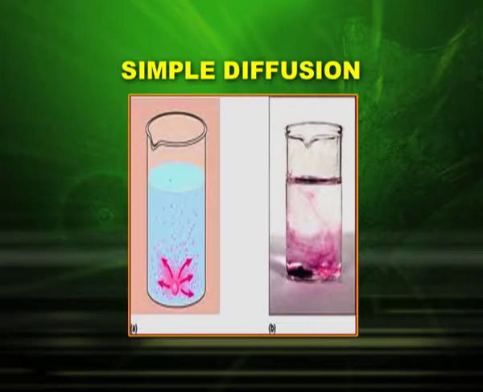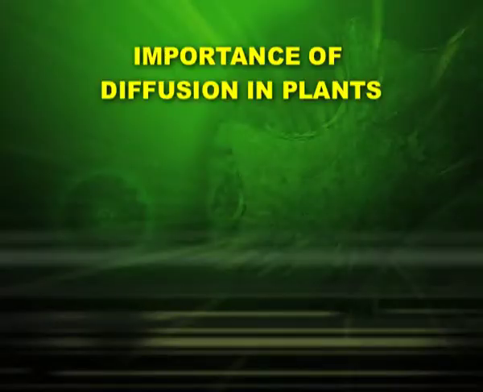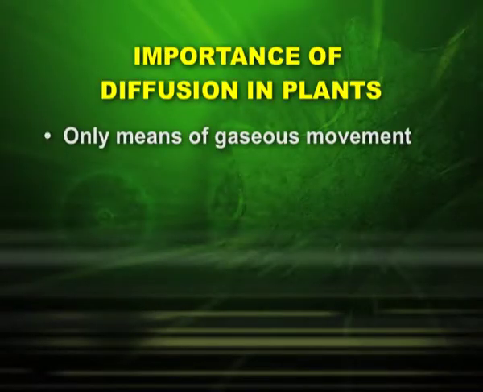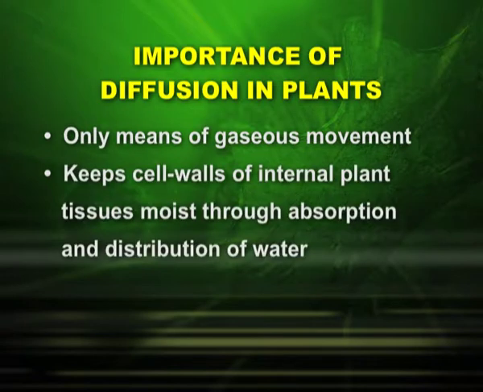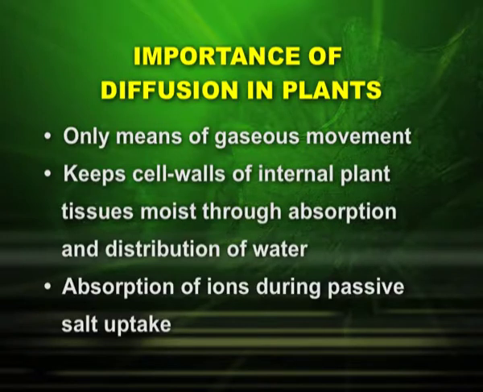Now, let us see what is the importance of diffusion in plants. Number one, it is the only means of gaseous movement within the plant body. Second, it keeps the cell walls of internal plant tissues moist through absorption and distribution of water. And third, absorption of ions during passive salt uptake.